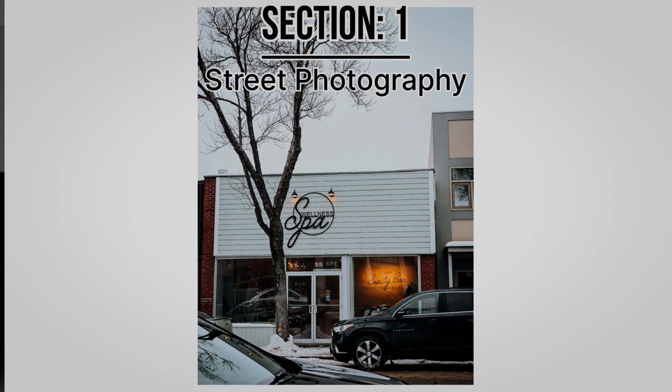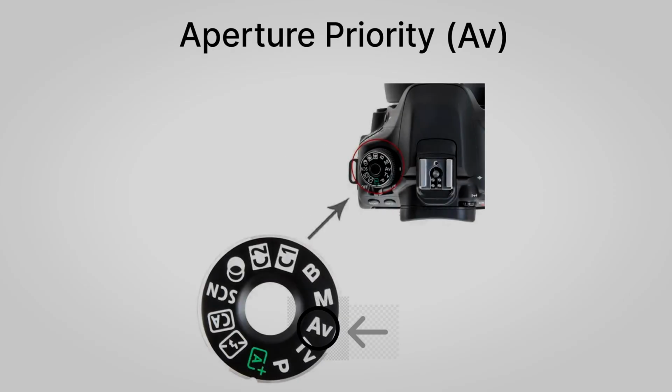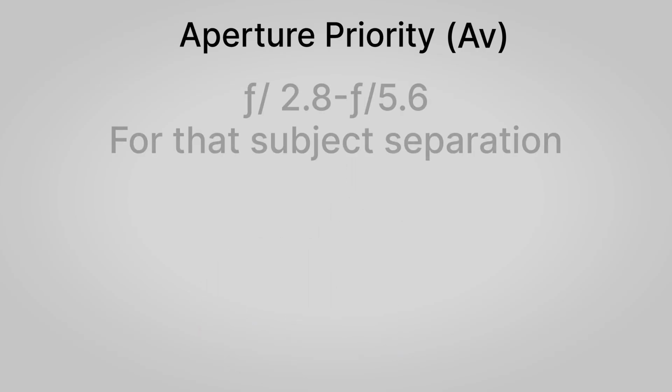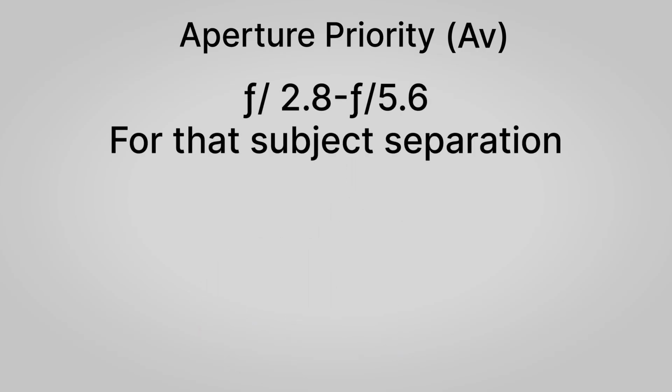Let's jump right in. Section 1. Street photography. Street photography is all about staying quick and ready to react. Here's what I usually go with. Mode: aperture priority, that's AV on my Canon 90D. Aperture: f2.8 to f5.6 for that subject separation.